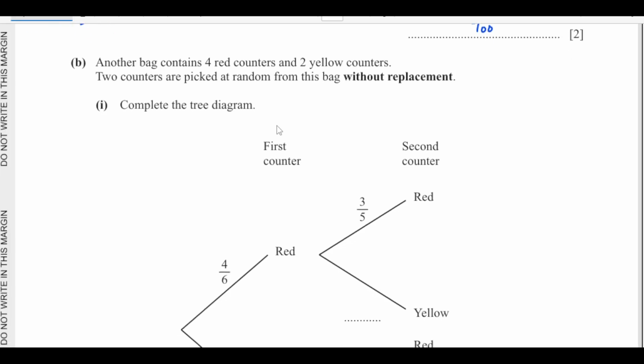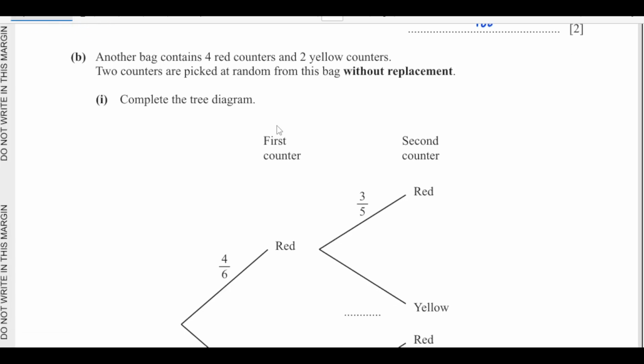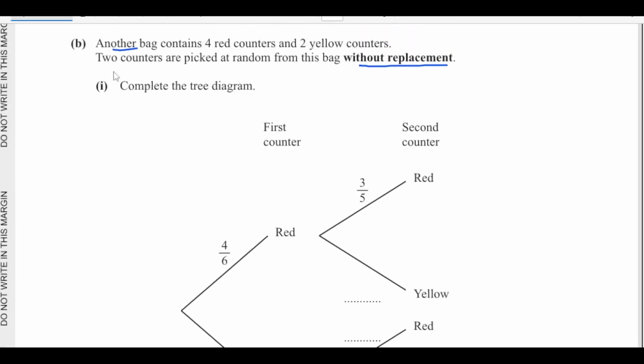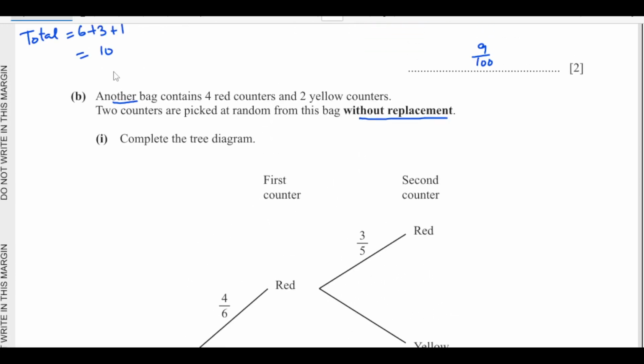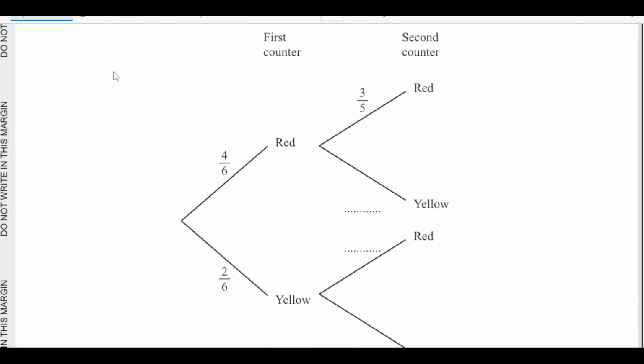Now another bag contains 4 red and 2 yellow counters. This is another bag, not the same one, right? The 2 counters are picked at random from this bag without replacement. Now it's without replacement, so complete the tree diagram. So the total is 4 plus 2, it's 6.